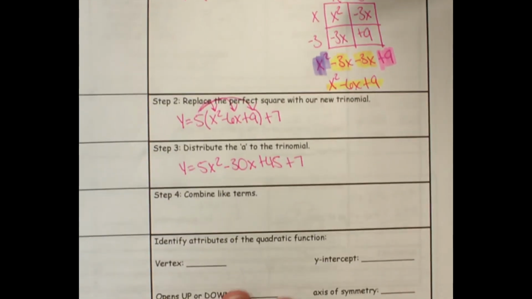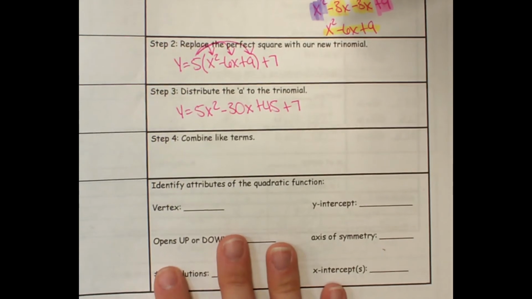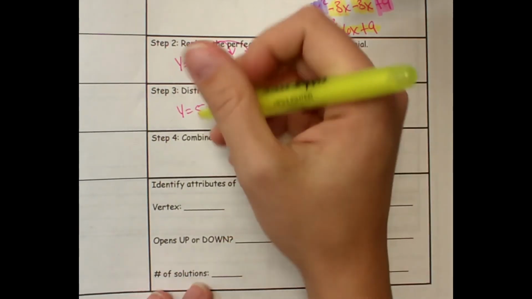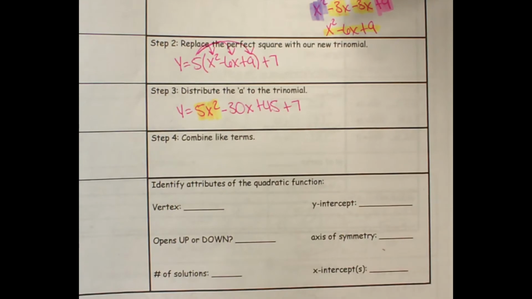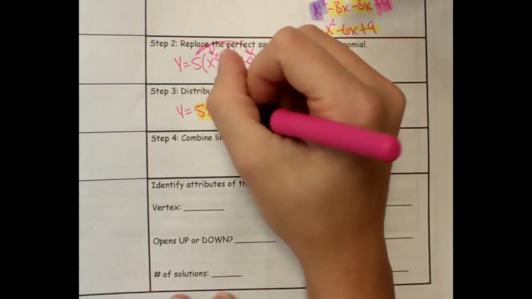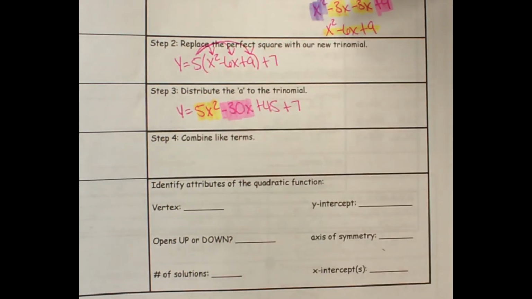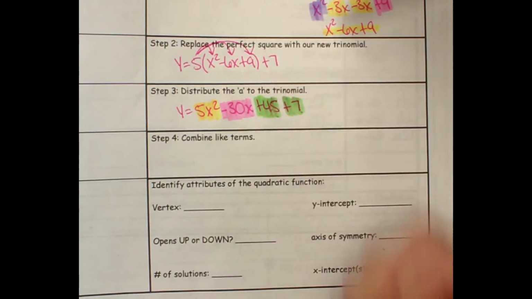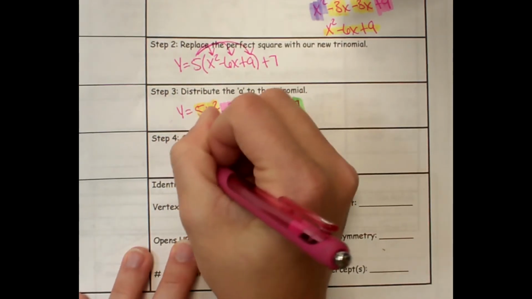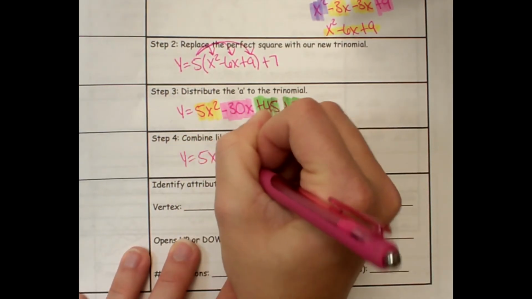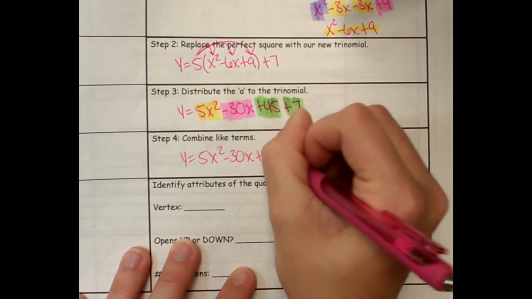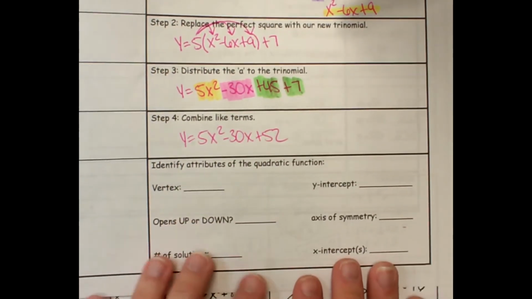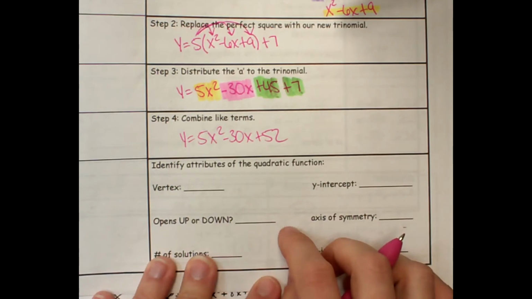So we're at step 4, and it says combine like terms. So we have 5x squared, we have minus 30x, we have plus 45 plus 7. So the only two that will be combined are the numbers at the end. So we have y is equal to 5x squared minus 30x plus 52. So that's our finished product. This is it in standard form. So we've got it in standard form.